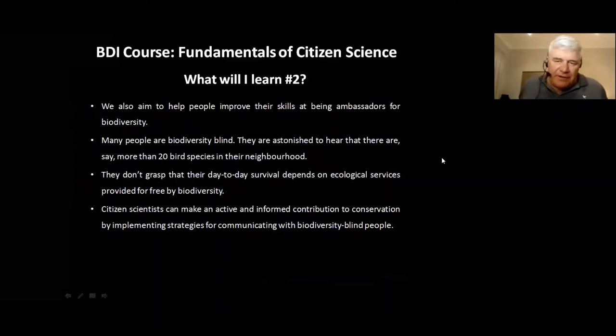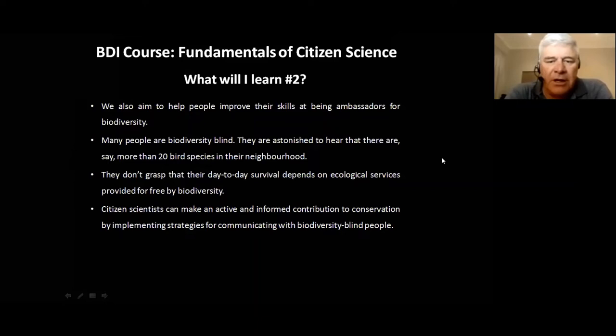I've mentioned the fact that by contributing to citizen science, we become ambassadors for biodiversity. And we'll be talking from our personal experience and the experience of others about how to improve our skills in being ambassadors for biodiversity. And sometimes it's just by telling people some quite basic information, for example, how many bird species are found in their neighborhood. Many, many times people are totally unaware of this. So we all have an important responsibility. And as I said, we'll be sharing from our own experiences how one can go about this.